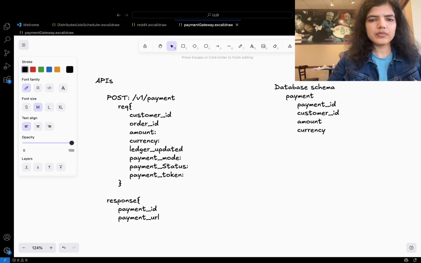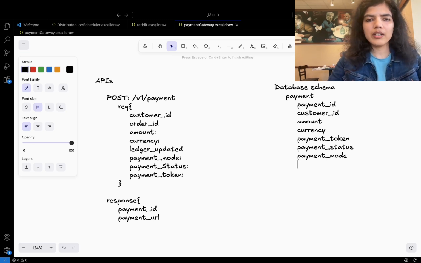Then, as I said, it should have the payment token. It should have the payment status, payment mode as well. Is the mode of payment credit card, debit card, bank, or wallet?